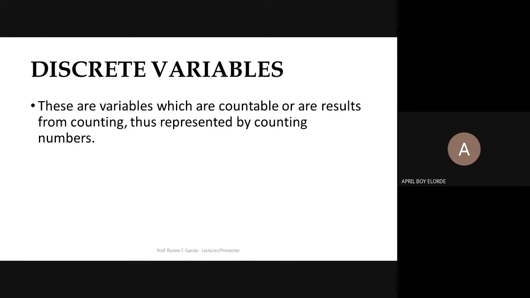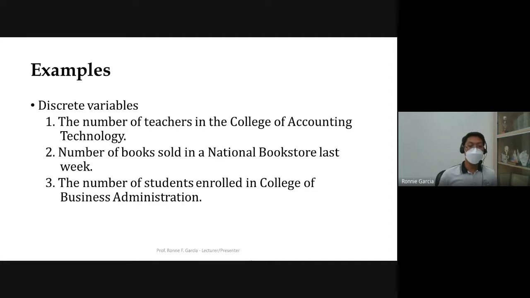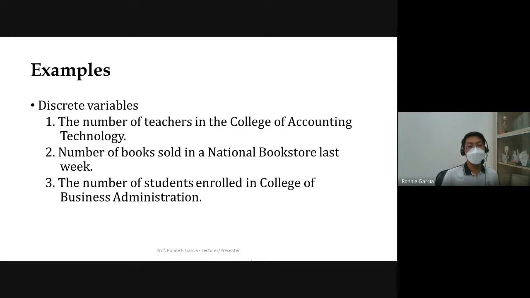Discrete ang tawag na. Thank you. What are the other examples of discrete variables? We have the number of teachers, for example, in the College of Accounting Technology. So di ka pwede maghatag og pila ka book teachers sa inyohang department sa accounting, 5 1/2. Dili pwede maghatag og decimal. So dapat whole number lang jud. So this is an example of discrete variables. When you count persons, dapat discrete siya.